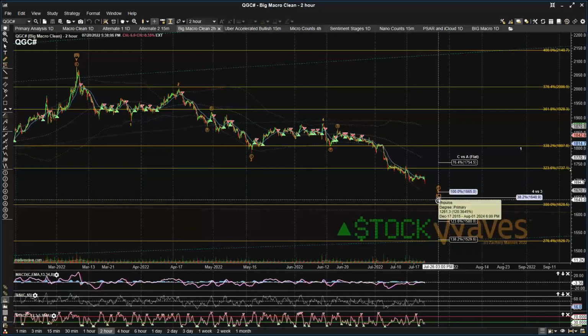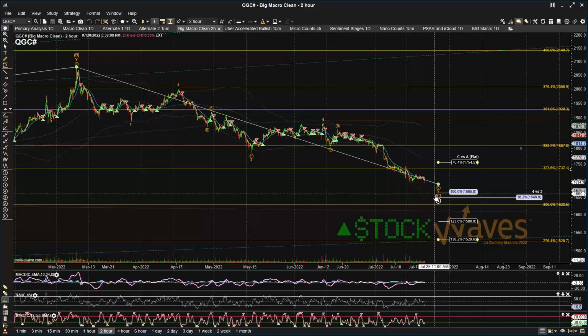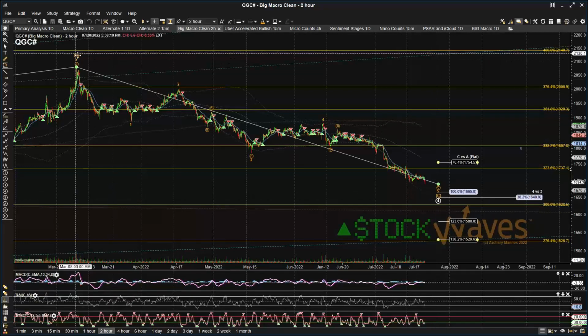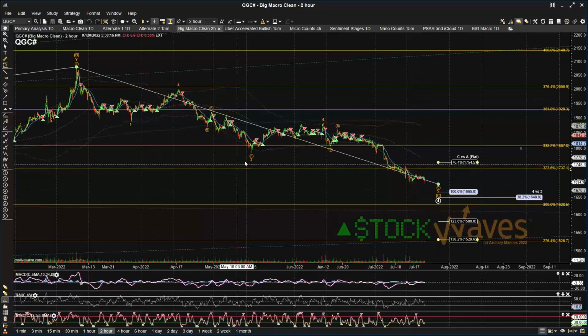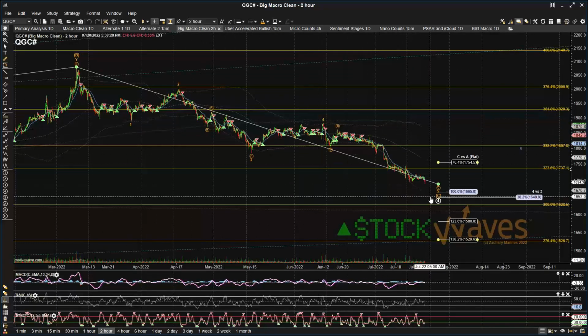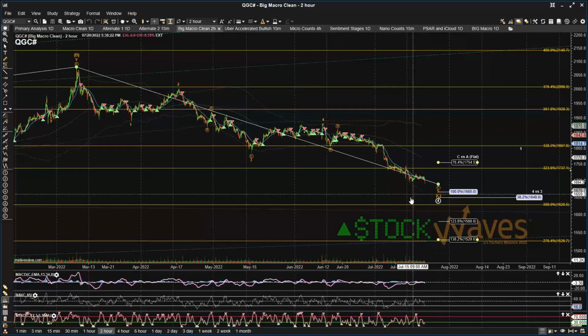1665 is the C wave measured move. That's going to be the same if we change this to a Y wave. But the way that this fifth wave of the C is stretching out fits very much with the A, B, and C of a Y wave that we've been following in GDX. And so we're going to go take a look at that in just a minute.